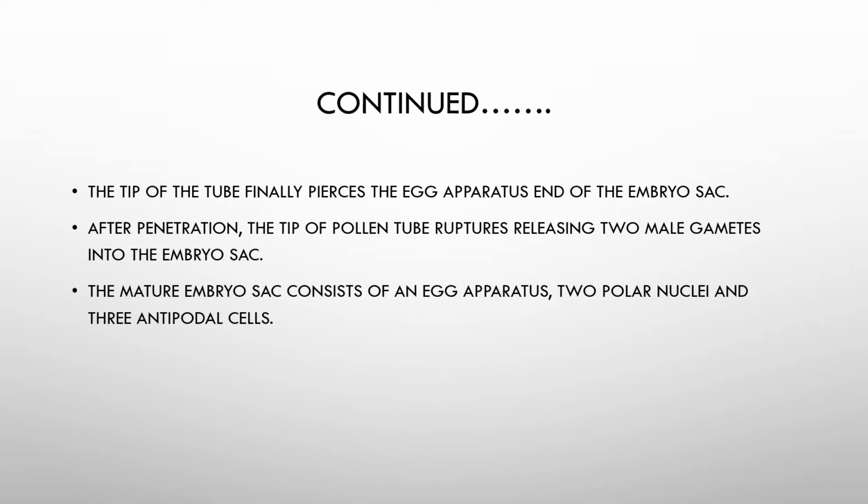When the pollen tube enters the embryo sac, it gets ruptured and releases the two male gametes into the embryo sac. Already I told you that the embryo sac consists of the egg apparatus, which is a combination of three cells. In the center there are two polar nuclei, and on the other side there are three antipodal cells. You will get it in the diagram.